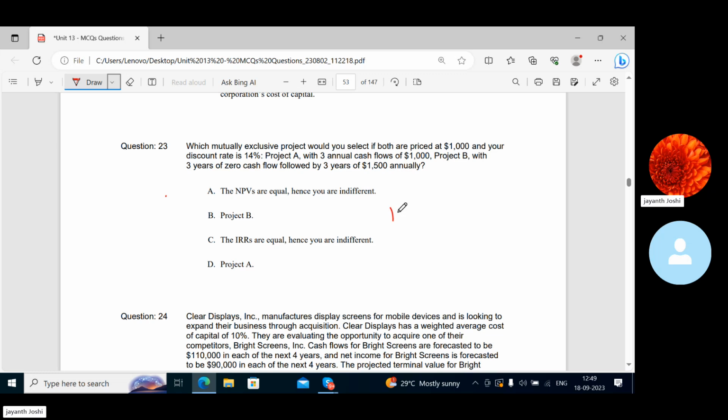Let's check. You have taken the $1,000 into the present value annuity factor at the rate of 14%, right? Yes, for 3 years. What is the present value factor? 0.6749. No, that is the discount factor. I'm saying the present value annuity factor for 3 years. 2.322. Yeah, so it is 2.322.